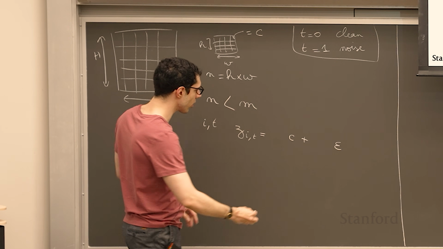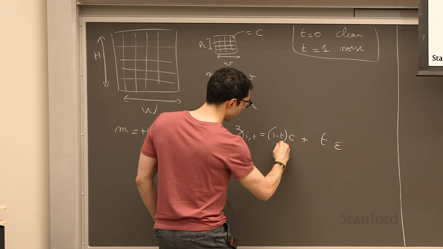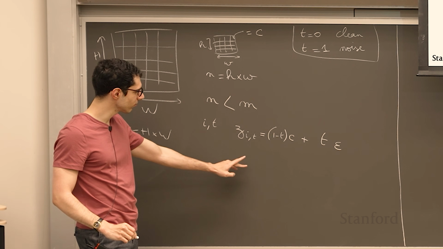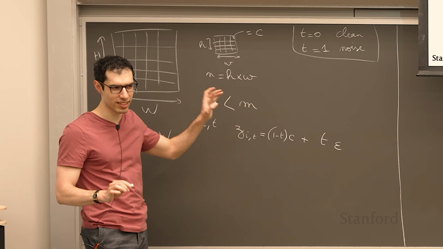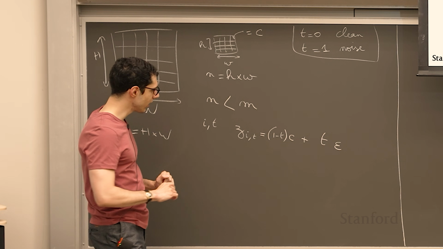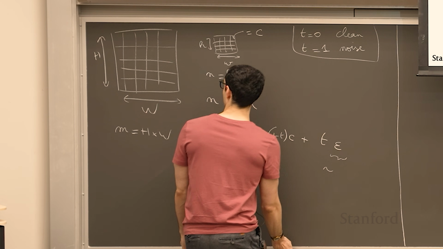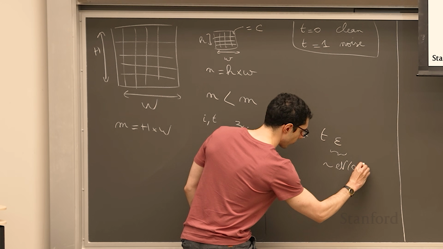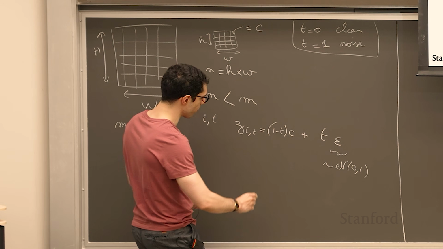So here, what we're going to say is it's (1 - t)c + t epsilon. Does everyone agree with me? So this is the value of the noised pixel at the noise level t. Here, epsilon is drawn from a normal distribution. And so what can we say about this one?